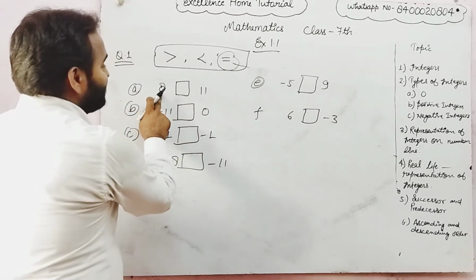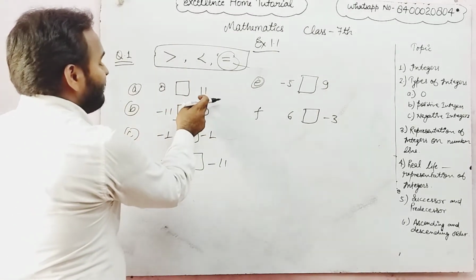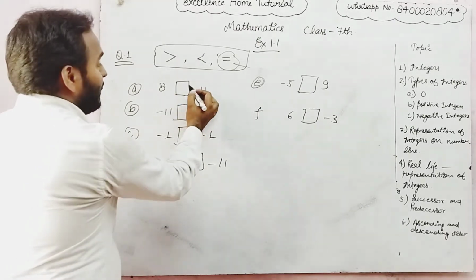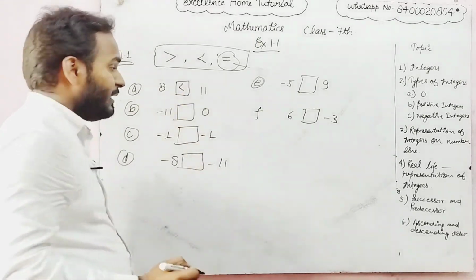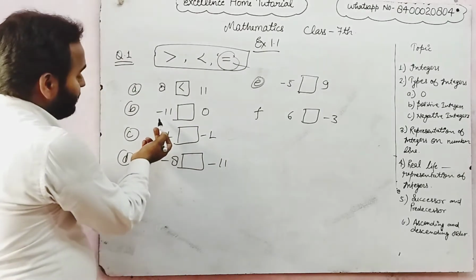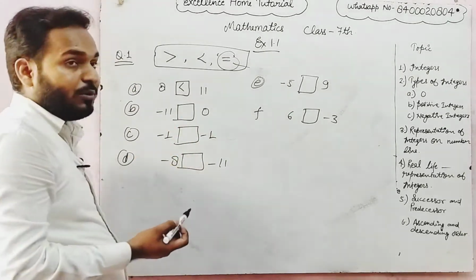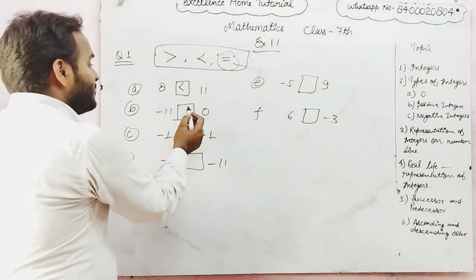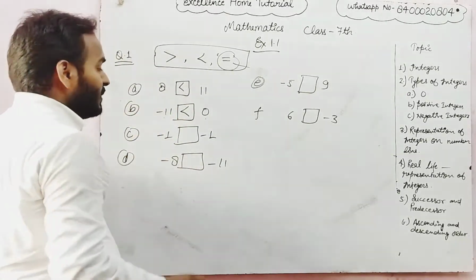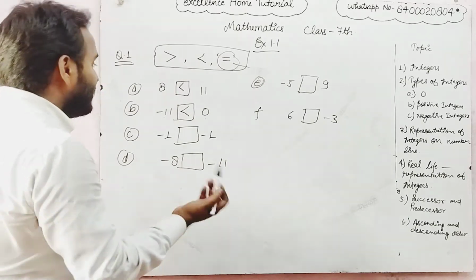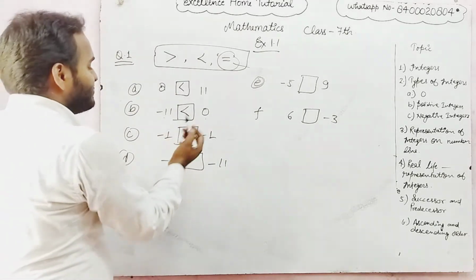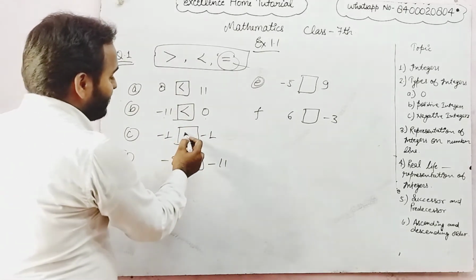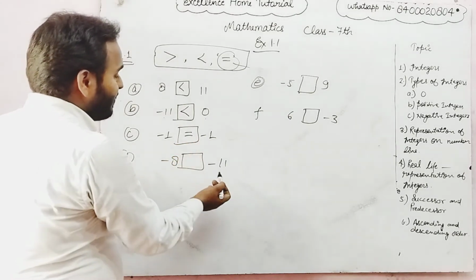So 8 is left side of the 11. So 11 is greater than 8. And in this question, -11 and 0. -11 is left side of 0. So 0 is greater than -11. In the other way, -11 is less than 0. -1 and -1, that is equal. -8 and -11.